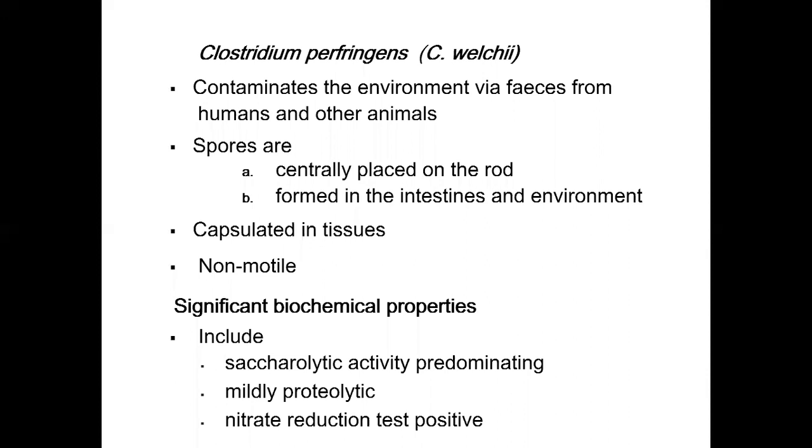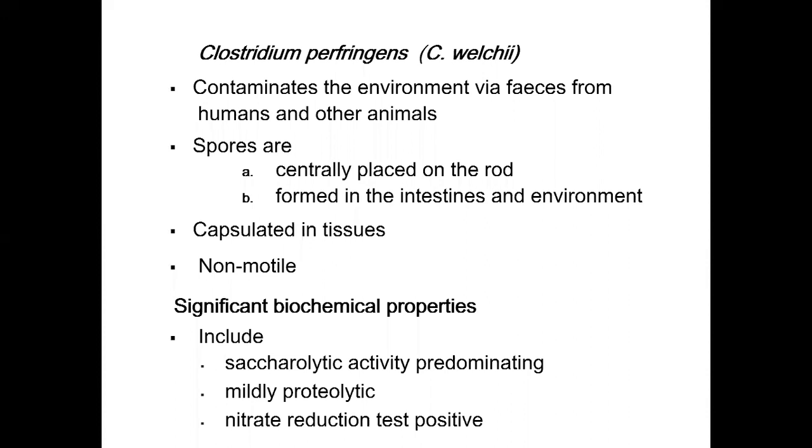So if we go to one of the species, Clostridium perfringens, also known as Clostridium welchii, it contaminates the environment, as we have mentioned, because it originates from humans and other animals. And this particular species is recognized by the spores being present in the middle of the bacillus. It has the capacity to form spores also while still in the large intestinal tract. So if one analyzes the content, one might see Clostridium perfringens spores, and these spores can be passed out together with the vegetative form in the fecal matter and into the environment. So it forms spores in the intestines and it forms spores in the environment.